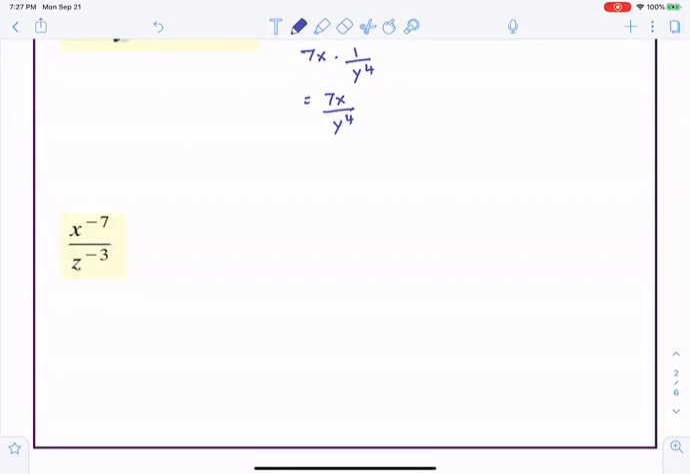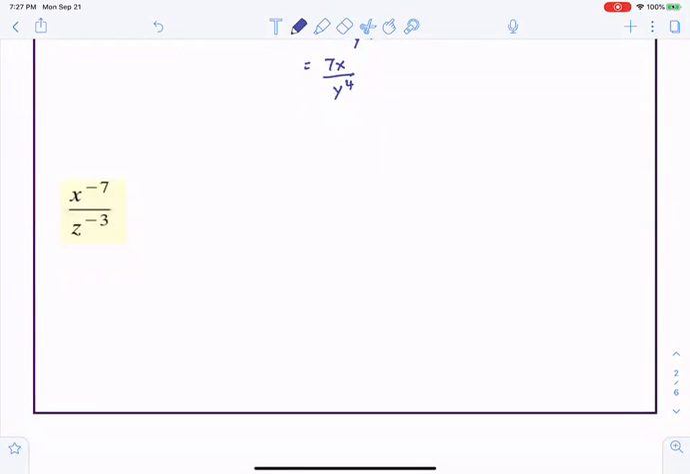Okay, the first thing to notice here is we have two bases. One is x, and the other, you call it z. I'm used to calling it z, but it's the same thing. So x raised negative 7 over 1 multiplied by 1 over z raised negative 3. So if we multiply those two, I will get z raised negative 3. If I multiply those two, I would get x raised negative 7.